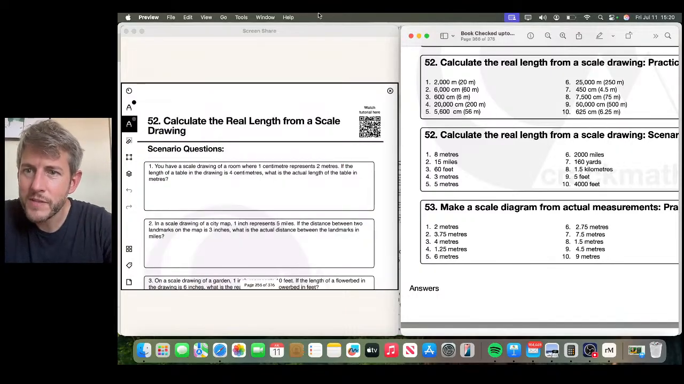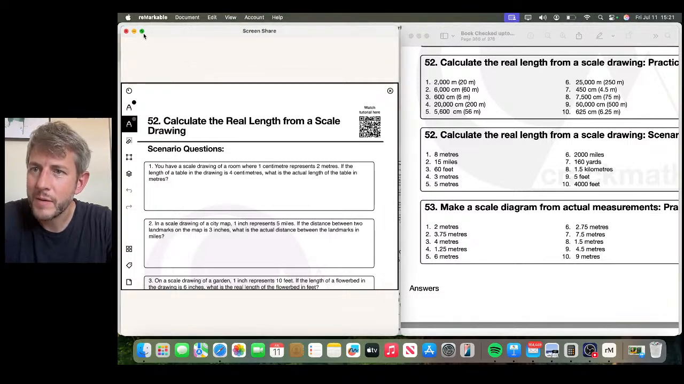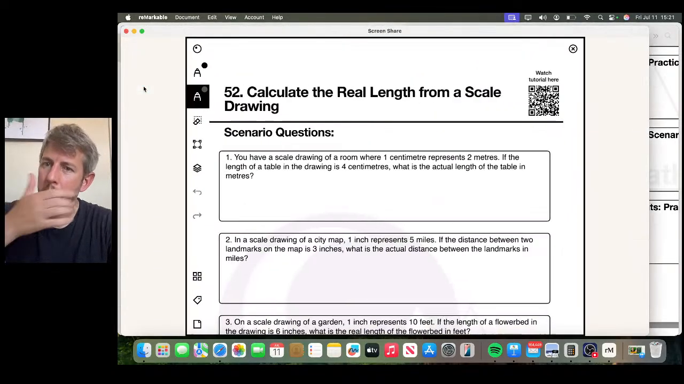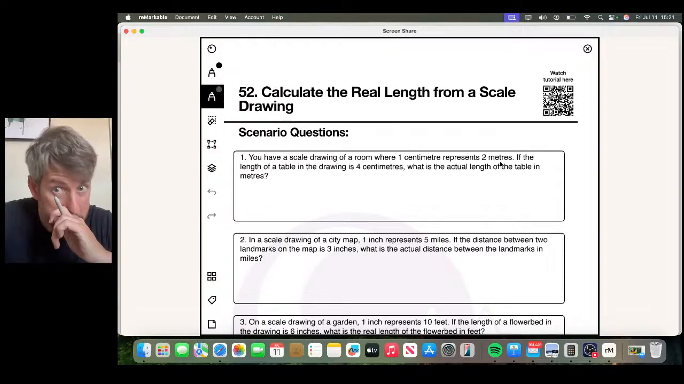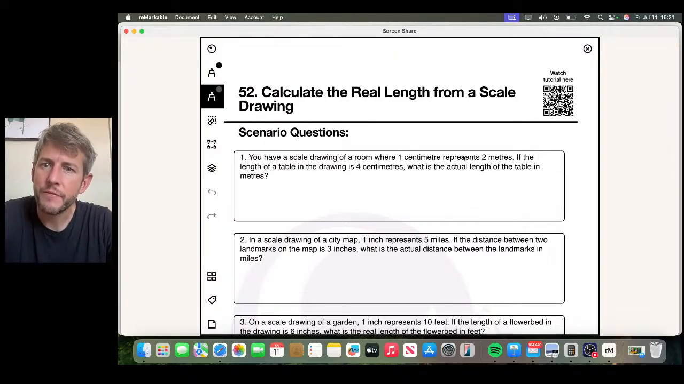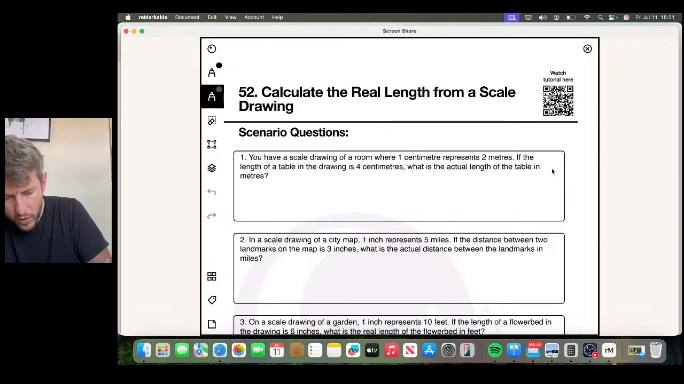Okay, so here we go. Scenario. Let's see what's going to go on with this. You have a scale drawing of a room where 1 centimetre represents 2 metres. If the length of the table in the drawing is 4 centimetres, what is the actual length of the table in metres? Okay, so 1 cm.